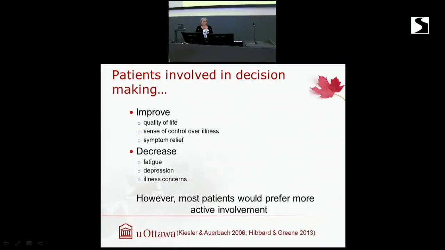Kaiser and Auerbach did a review in 2006 and Hibbert and Green in 2013. And in these reviews, what they found was that patients involved in decision making have better quality of life, sense of control over their illness, and symptom relief. They have less fatigue, less depression, and less illness concerns. But consistently, and even though especially the Kaiser and Auerbach review is old, it's now 10 years old, even studies published in 2016, 2015 say patients want to have a more active role in decision-making than they're actually given.